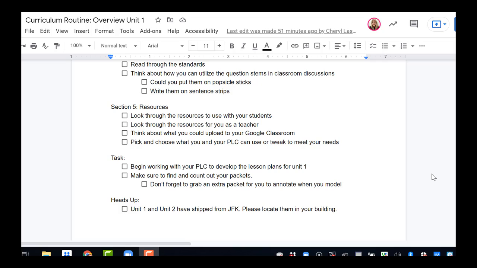As you get into section 5, those are those resources. Take a look through the resources that you can use with your students, and then take a look at the resources for you as a teacher. Think about what you can upload to your Google Classroom. Maybe it's resources, documents for your students as you start off the school year. Then you're going to pick and choose what you and your PLC can use, and then you will tweak it to meet your needs.